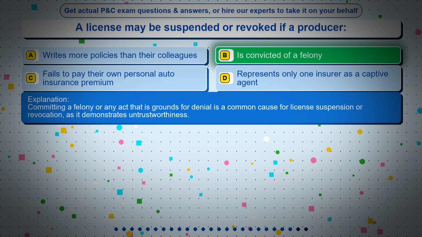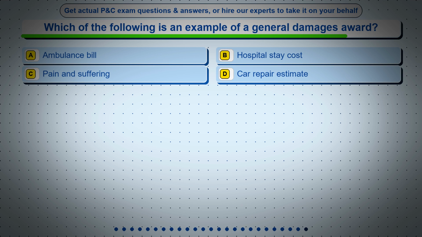Committing a felony or any act that is grounds for denial is a common cause for license suspension or revocation, as it demonstrates untrustworthiness. Question 24. Which of the following is an example of a general damages award? Option A, ambulance bill. Option B, hospital stay cost. Option C, pain and suffering.